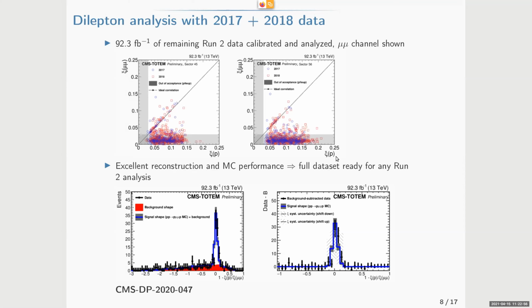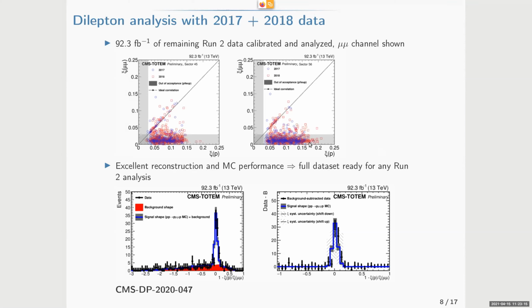Again, you probably recognize those plots already. It's just a relation between two Ksi measurements, and there is a very clear enhancement this time along the diagonal, quite undeniable. And also there is a blob of background events that are coming from pileup.